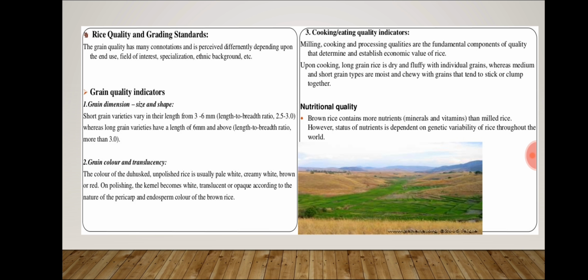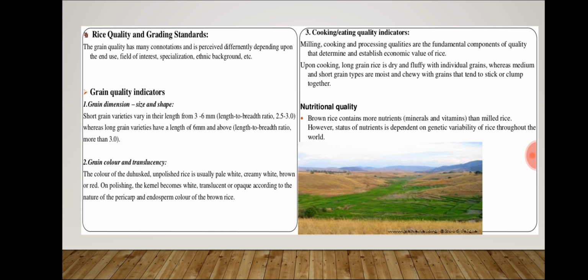Cooking and eating quality indicators. Milling, cooking and processing qualities are the fundamental components of quality that determine and establish the economic value of rice. Cooking: long grain rice is dry and fluffy with individual grains, whereas medium and short grain types are mostly chewy, with grains that tend to stick and clump together.